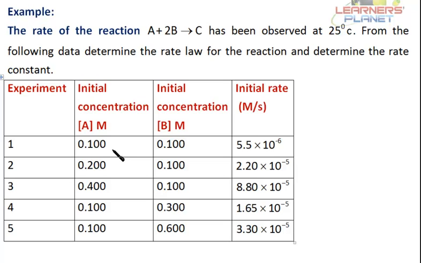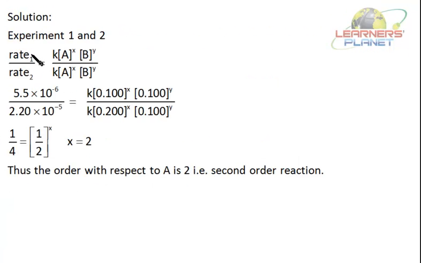Now let's determine the order with respect to A. See here, it's rate 1. The rate is 5.5 into 10 to the power minus 6 mole per second. In the second experiment, the rate is 2.20 into 10 to the power minus 5. The concentration of A is 0.1 molar. The concentration of A in the second experiment is 0.200 molar. The concentration of B is constant.